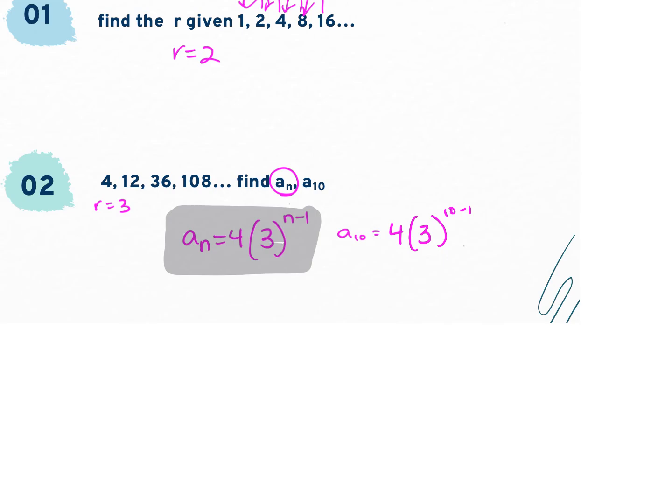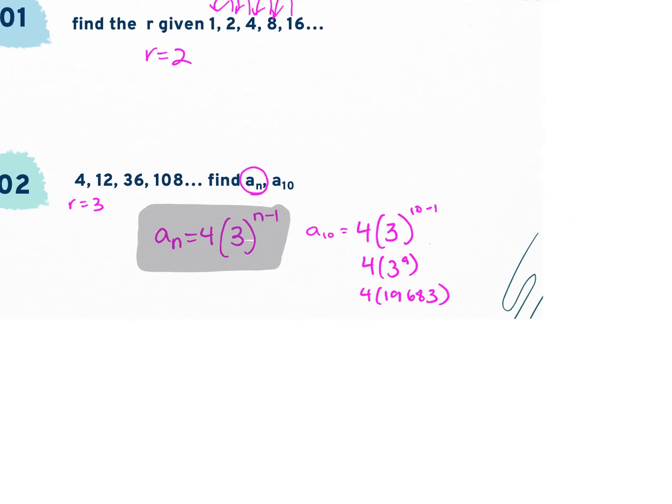All right, so I'm going to do 3 to the 9th. I'm not going to multiply that. I'm going to use the calculator. 3 to the 9th, which is 19,683. I mean, it grows exponentially, right? So it happens fast. 78,732 would be the 10th term. Oh, right, you have to multiply. Oh, 3 to the 9th times 4.